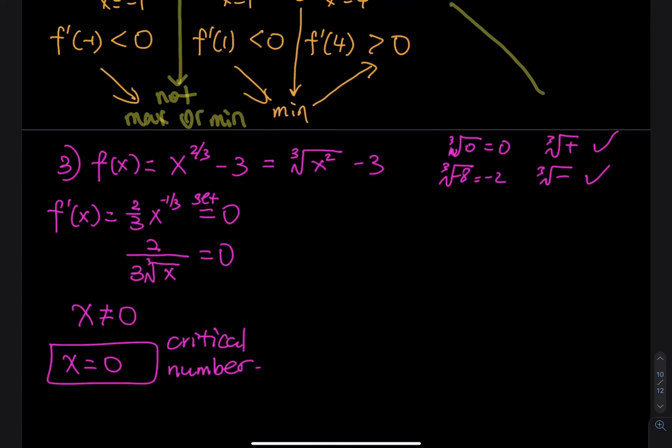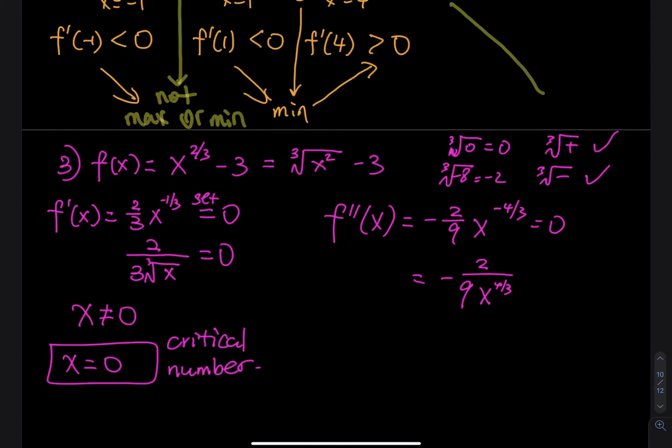Okay, so we found one critical number, and then let's proceed to the second derivative. So f double prime: you bring the negative 1/3 down, you have negative 2 over 9, and then negative 1/3 minus 1, you have negative 4 over 3. Let's get rid of the negative exponent, so that is 9 times x to the 4 over 3. You can use radical, but you don't have to. Okay, what do we do next?